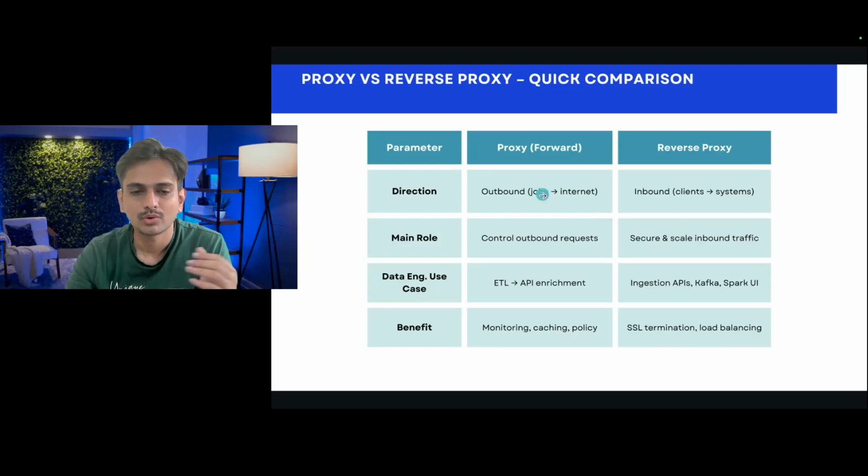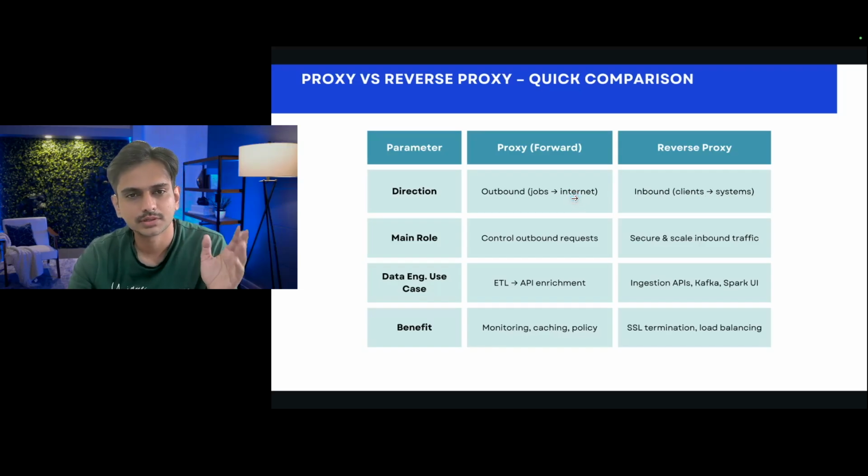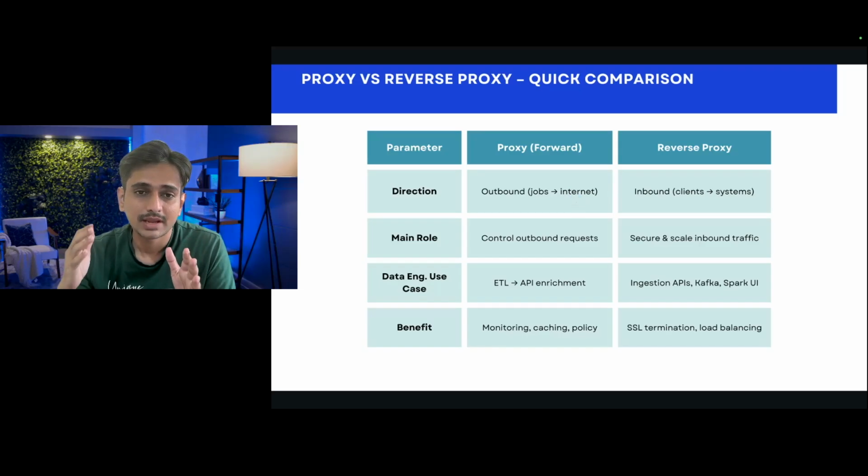So when you want to expose the data to the external world, or you can push the data to the external world, right, there you are using the proxy because it's outbound. The data is going out, right? When you talk about a reverse proxy, it is when you're pulling the data from an external system into your system. Then you'll mostly be using the reverse proxy. So that's the rule of thumb. The simple rule of thumb here is: proxy is nothing but my job calling the outside world. And reverse proxy is nothing but the outside world calling my system.